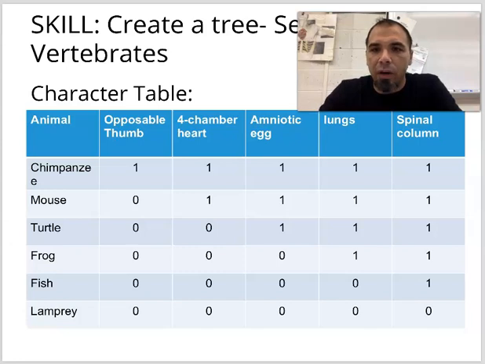So this is a character table, and we've got chimp, mouse, turtle, frog, fish, lamprey. If we go from left to right, you have the shared derived characters: opposable thumb, only in the chimp; 4-chambered heart, chimp, mouse; amniotic egg; lungs; and spinal column. You can see down at the bottom that lamprey would be our outgroup, the one that was different from the rest. Again, this will be something that I'll have to do a separate video on, or hopefully we can do in class.